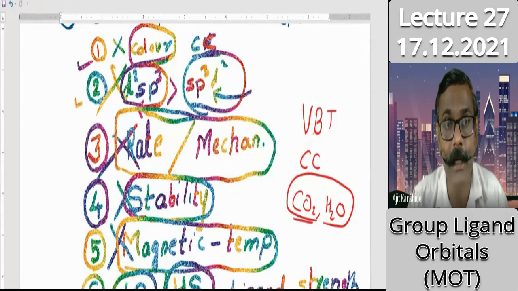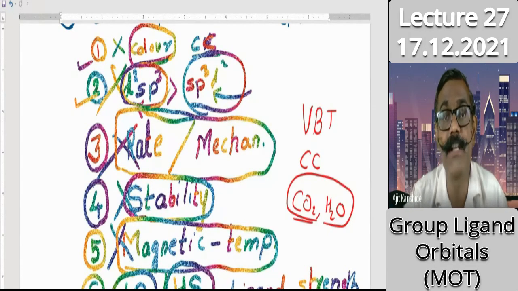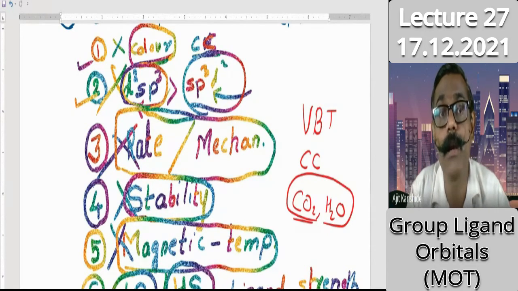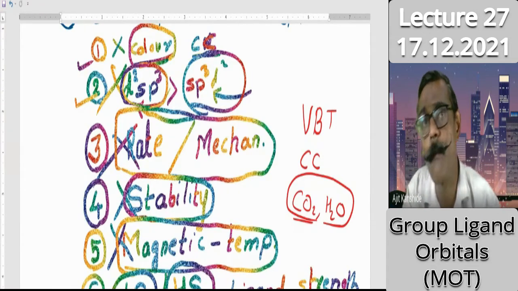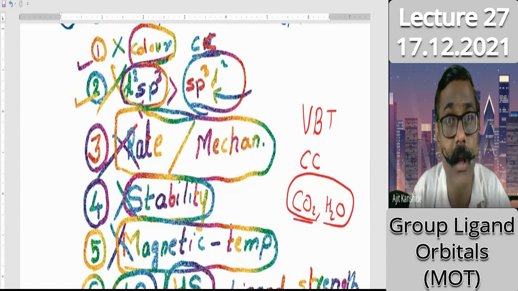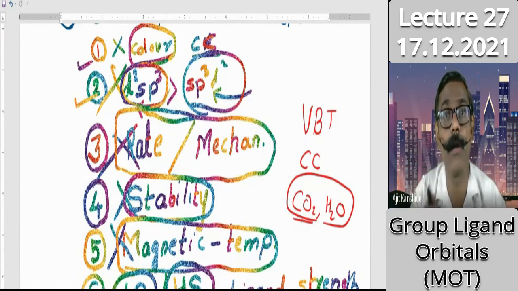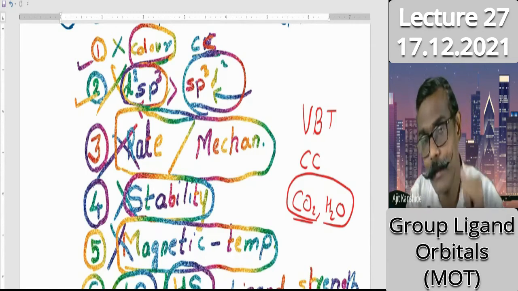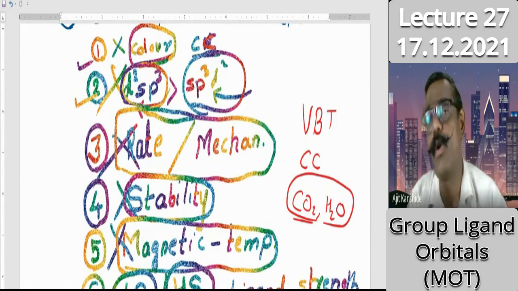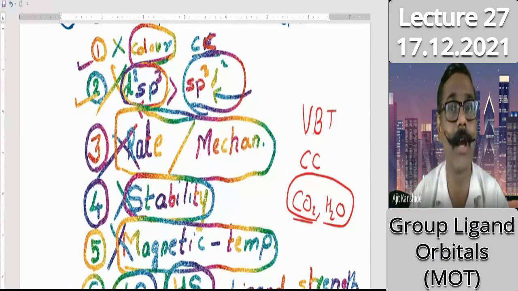Here, see, the second point is d2sp3 and sp3d2, that is inner orbital and outer orbital. Crystal field theory was saying inner orbital complexes are more stable and outer orbital complexes are less stable, but within inner orbital complexes, which will be the most stable and which the less stable? Cyano complexes you can give as an example of inner orbital, and chloro complexes as an example of outer orbital complexes.